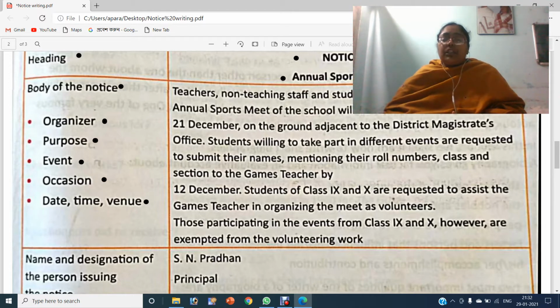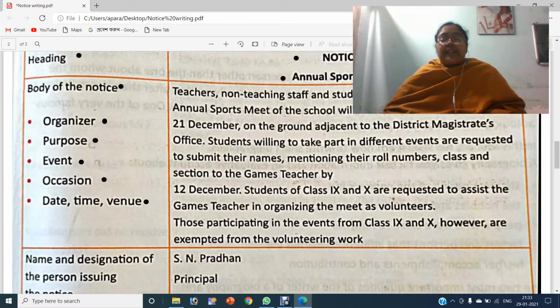Teachers, non-teaching staff and students are hereby notified that the annual sports meet of the school will be held on 21st December on the ground adjacent to the district magistrate's office. Students willing to take part in different events are requested to submit their names, mentioning their roll numbers, class and section to the games teacher by 12th of December.